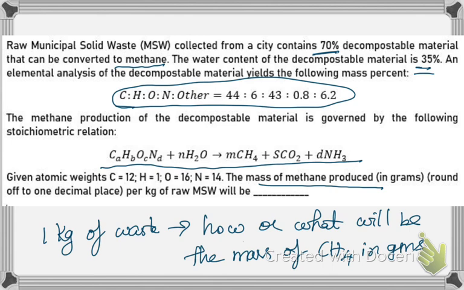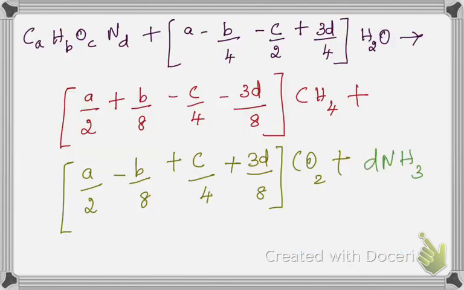I am going to teach you one empirical relation that you can remember. With it you can determine not only the mass of methane, but also the mass of carbon dioxide and water. The empirical relation is CaHbOcNd plus (a minus b/4 minus c/2 plus 3d/4) H2O, which gives out (a/2 plus b/8 minus c/4 minus 3d/8) CH4 plus (a/2 minus b/8 plus c/4 plus 3d/8) CO2 plus d NH3.